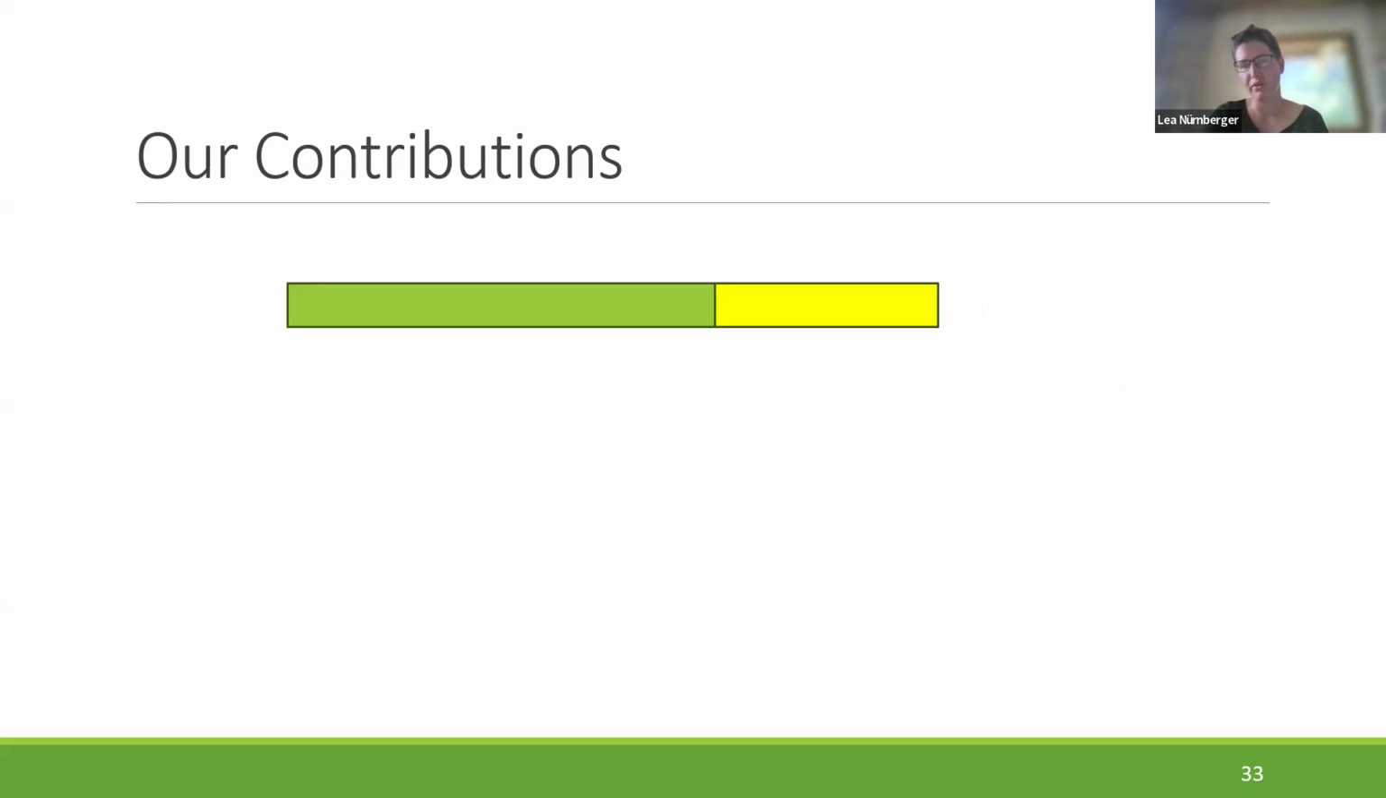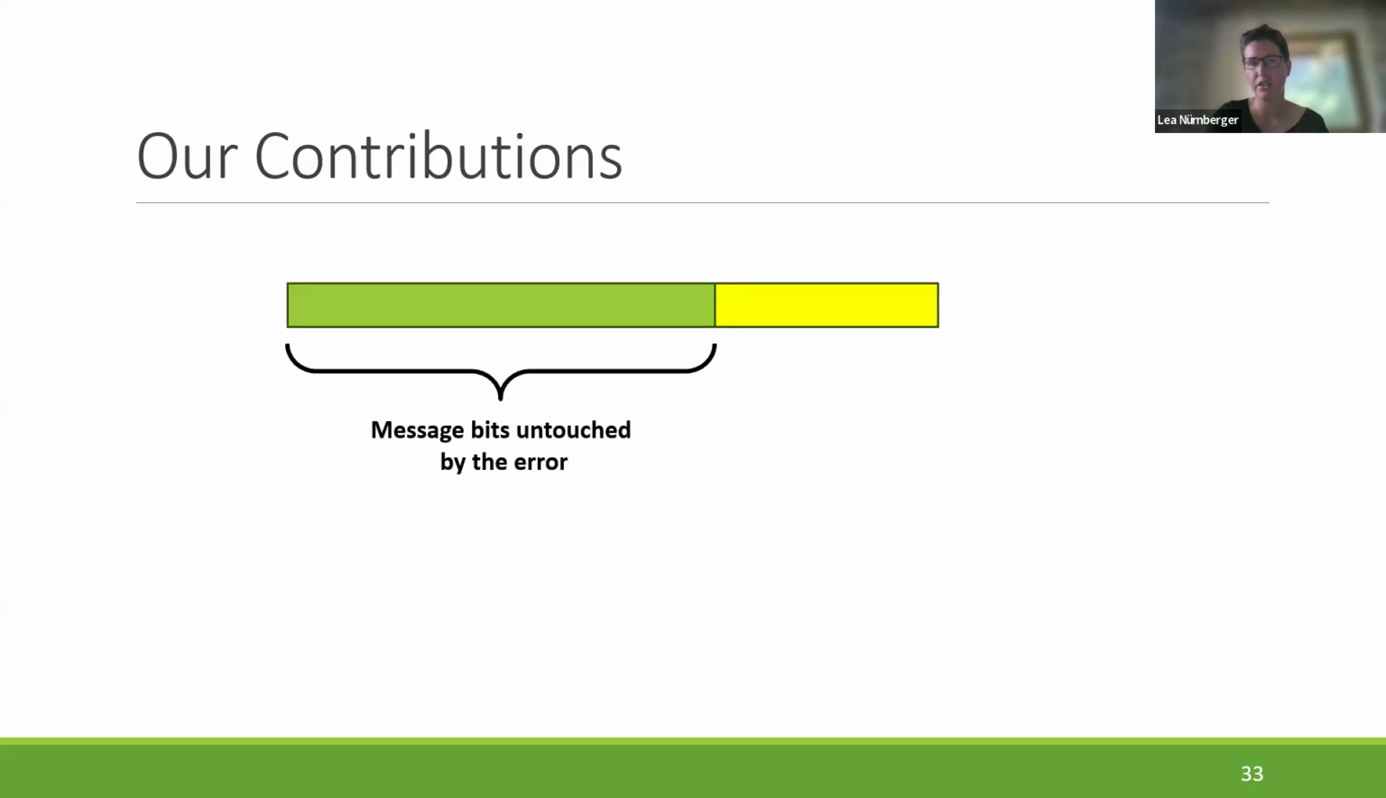So what do we want to do? If this is a CKKS message, where here we have the bits that are untouched by the error, and here we have the message bits polluted by the error, essentially in an ideal world what we would like to do is just to throw away the yellow part and just to keep the green part.